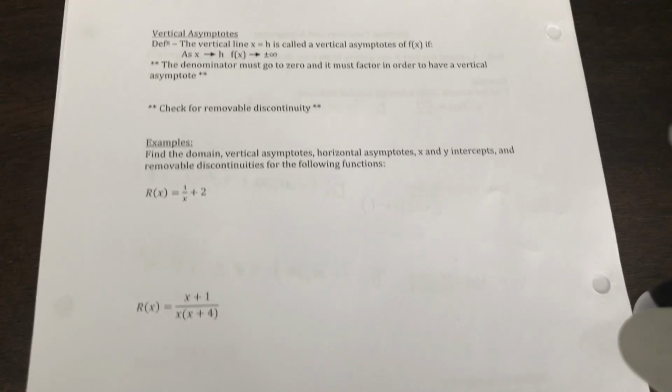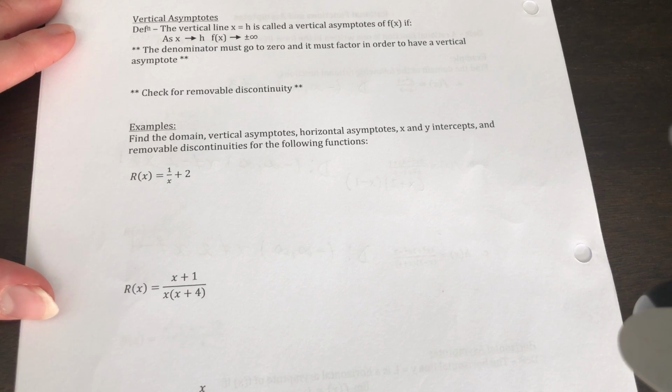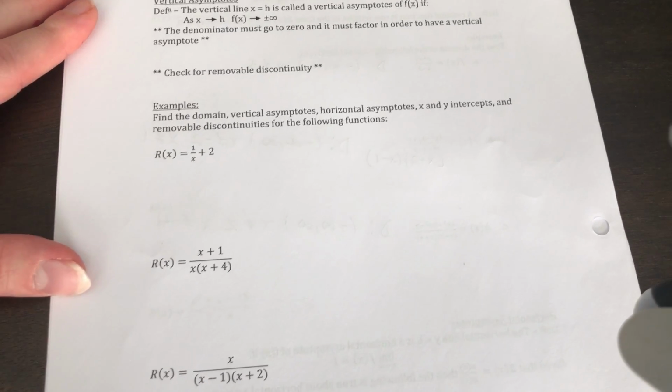You're going to have vertical asymptotes where the bottom is equal to 0, where the denominator is equal to 0. If something cancels on top and bottom, this is called a removable discontinuity. So that's a hole in the graph. Okay? So as we go through these examples, we're going to find the domain, vertical asymptotes, horizontal asymptotes, intercepts, and removable discontinuities. Okay, first one.